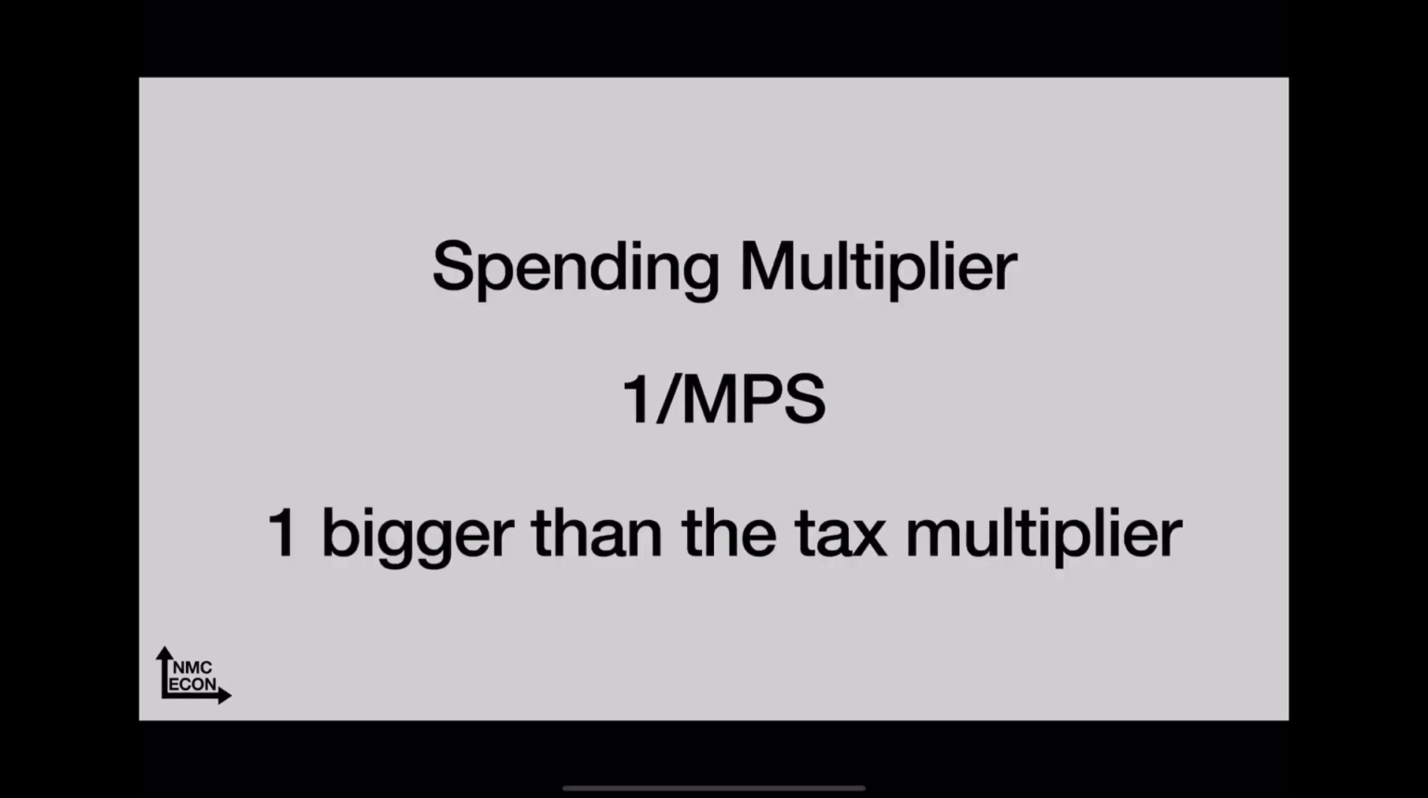Spending multiplier. Calculate this by dividing 1 by the MPS. That's it. It tells you the effect of spending in the economy. Remember this, it's always 1 bigger than the tax multiplier. If the spending multiplier is 10, tax multiplier would be 9.